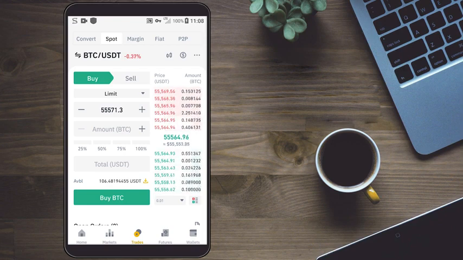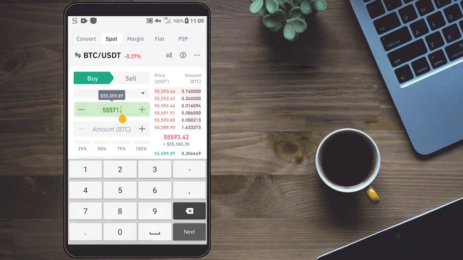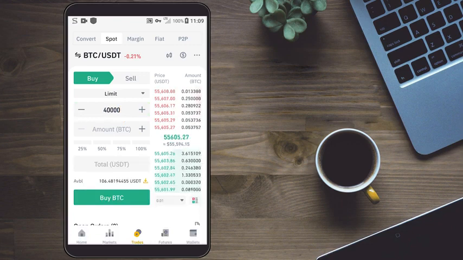Let's see it with some examples. Consider we have analyzed the chart and we think that, for example, 40,000 is a significant support level, and we believe that after hitting this level, the price will advance. So we want to buy Bitcoin at 40,000 when the price reaches this level. With the help of a limit buy order, we can do this. So here we enter the price 40,000, and the amount, for example, 75% of my available USDT. I touch on buy BTC and it's a success.